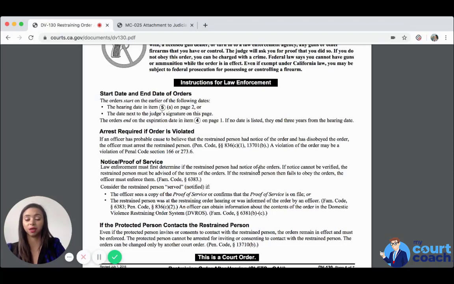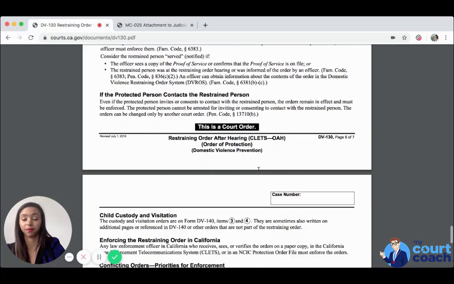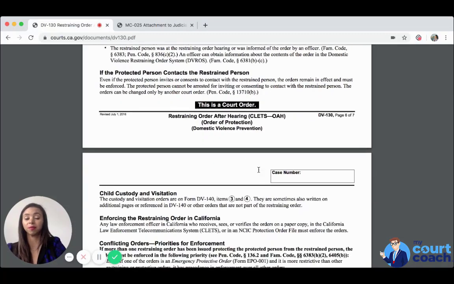If the protected person contacts the restrained person, so what happens? So even if the protected person invites or consents to contact with a restrained person, the order still remains in effect and must be enforced. You really got to watch out for that. Don't be lured by the protected person to have some sort of lunch or conversation on the phone about something that's unrelated to your kids. I mean, this could be a violation of the order, and you would be in violation, not the other party, even if they initiated the contact. So some very serious stuff there. The protected party cannot be arrested for inviting or consenting to contact with a restrained person. The orders can be changed only by another court order.